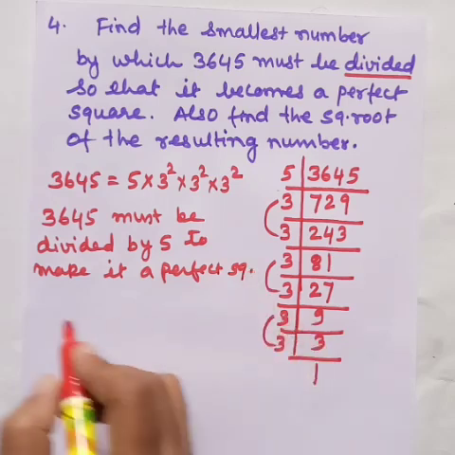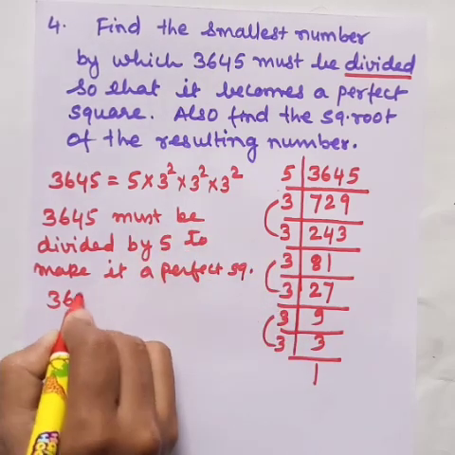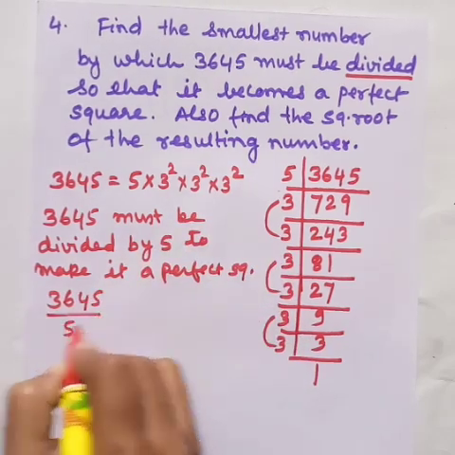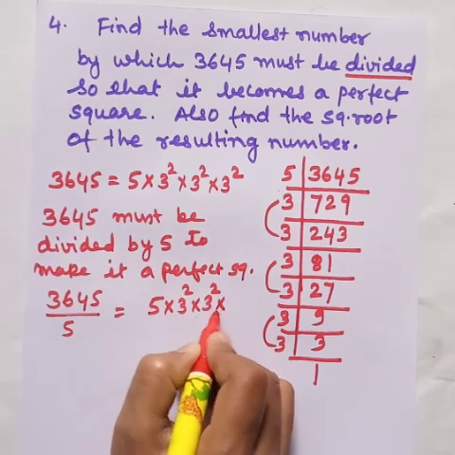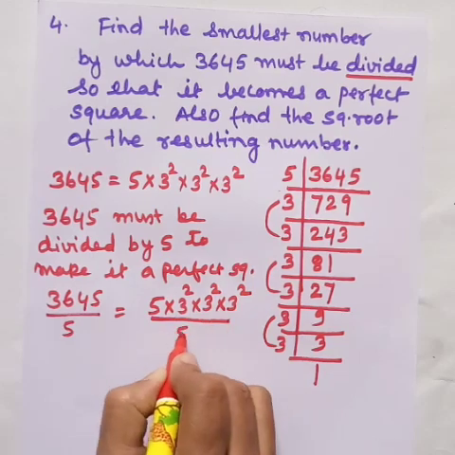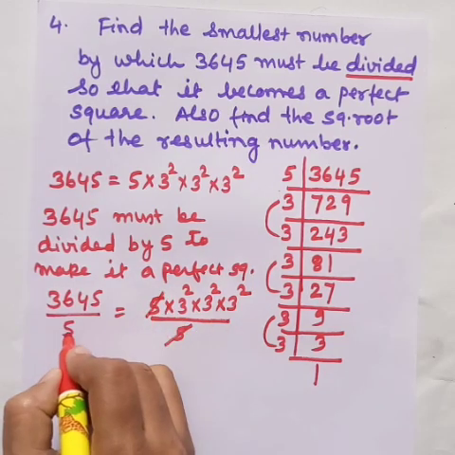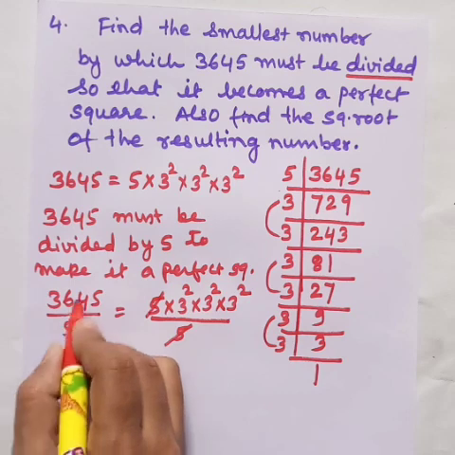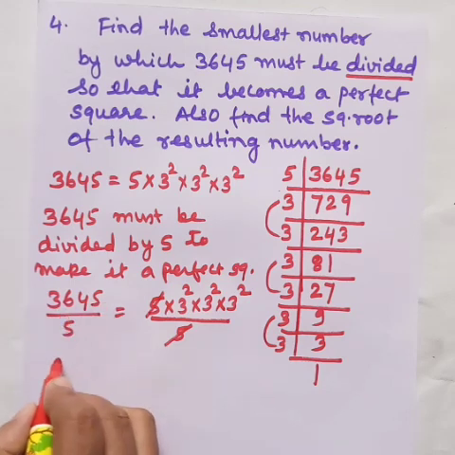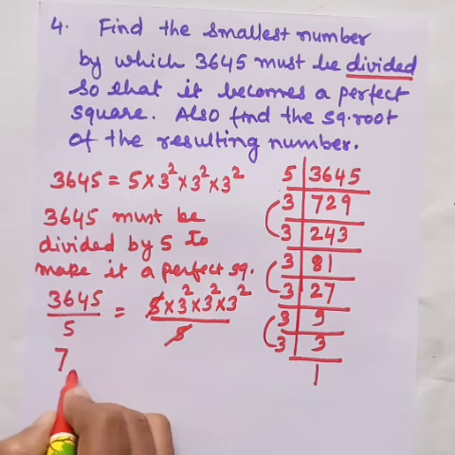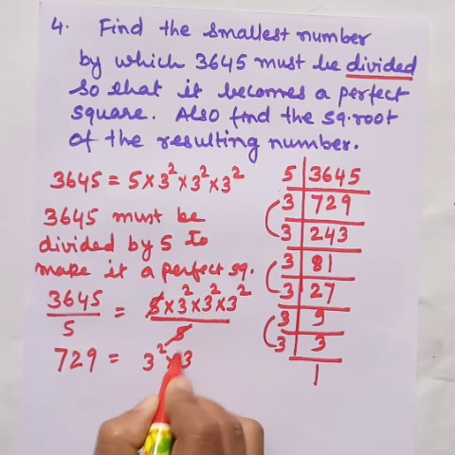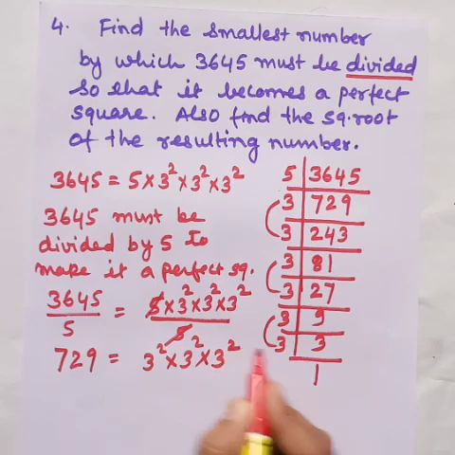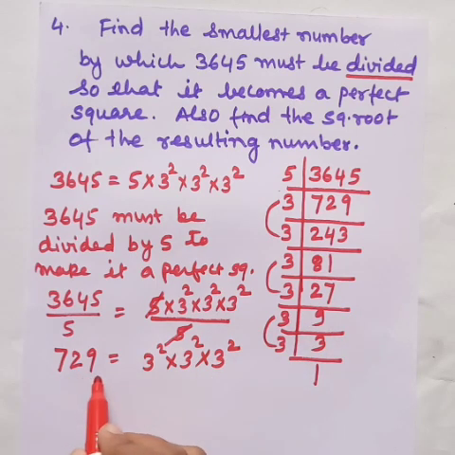Perfect square. Now do it. 3645 divided by 5 will give you 5 into 3 square into 3 square into 3 square by 5. So this 5 and this 5 cancel. Now if you cancel the 5 factors, you will get 729. 5 7s are 35, 5 2s are 10, and 5 9s are 45. This is equal to 3 square into 3 square into 3 square. Now 729 is the number which is the perfect square.